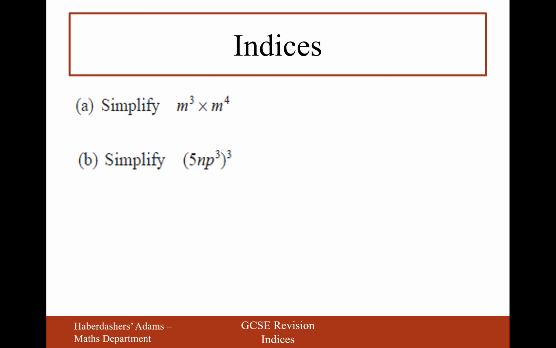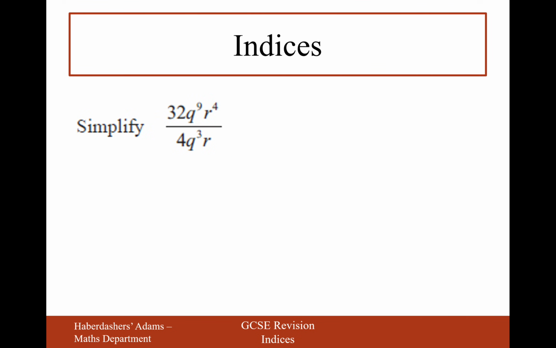Let's move on to the next one, pause the video and have a go at this question. Okay, the first one's very easy, isn't it? You just add your indices together, m to the 7. And with the second one, you do the power as normal for the normal number at the front, so that's going to be 125. n to the power of 1 to the power of 3, or n to the power of 3 is just n cubed. And then you multiply your powers in the p one, so it's 3 times 3, that's 9. So there we are, that's the answer for part B here.